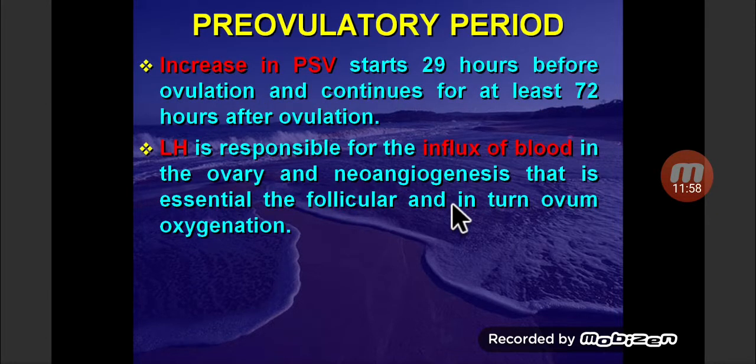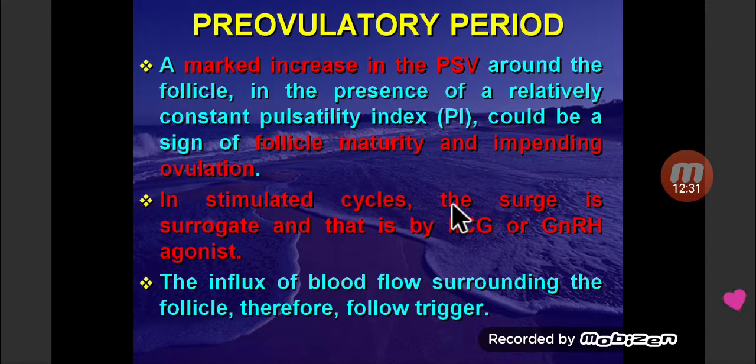Another phenomenon happening is increase in peak systolic velocity. Starts 29 hours before, continues for 72 hours after ovulation. This is what the LH surge is. So if you're looking at increase in peak systolic velocity, but you're not finding signs of follicular extrusion, you know that's a luteinized follicle. Marked increase in PSV around the follicle with a constant PI, sign of follicle maturity and impending ovulation.